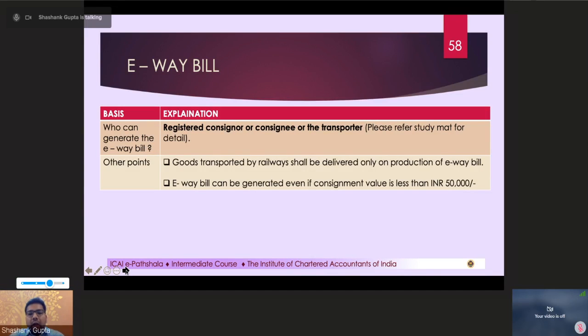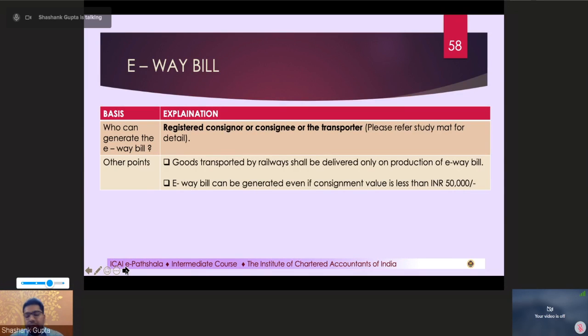And a complete e-way bill is only generated when both details in part A as well as part B, both the details are furnished.